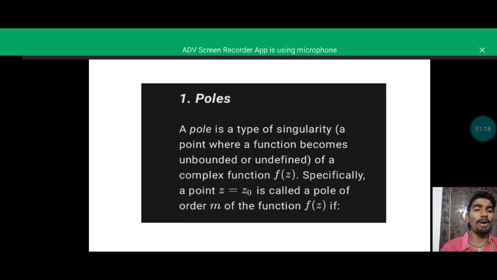Specifically, a point z equals z naught is called a pole of order m of the function f of z. If we have first order, the order of the function is 1. Now if we have second order, the order of the function is 2, and like this we will define.